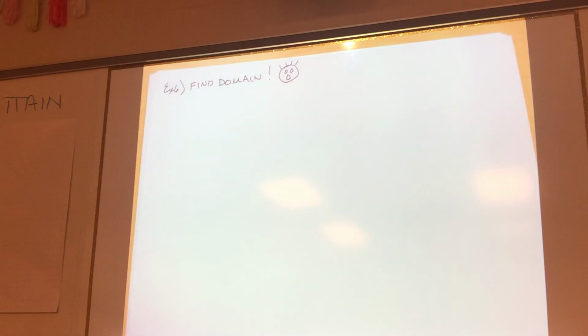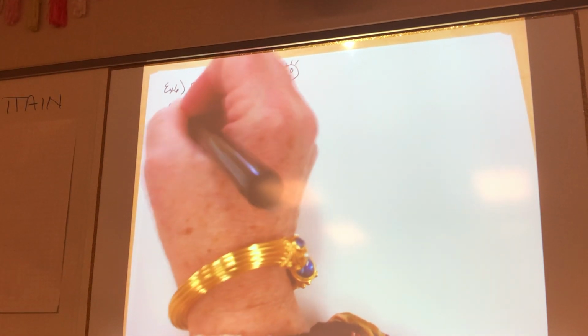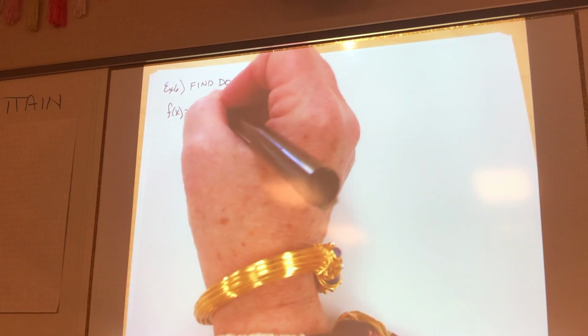Okay, so let me show you what the problem looks like. I tried to draw that, but mine looks like the sun with sunglasses. Alright, so here we go. f of x is equal to the square root of 9 minus x squared.